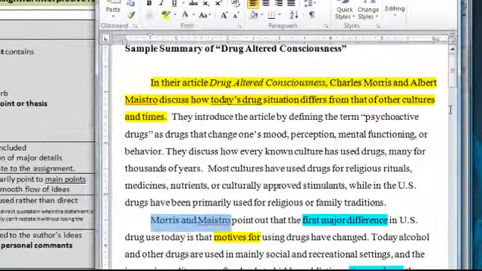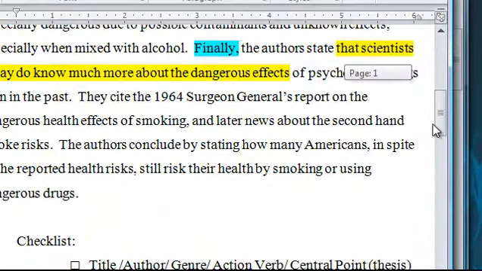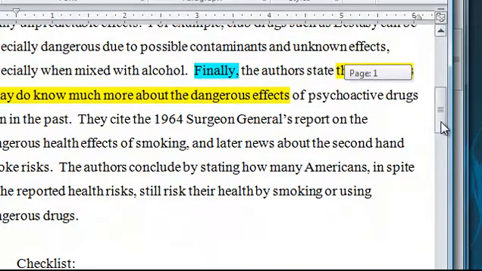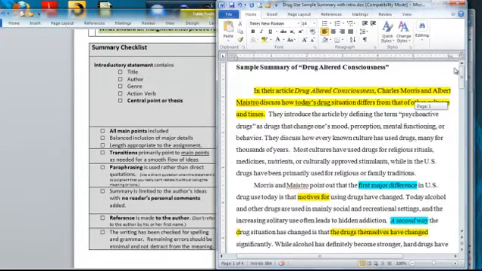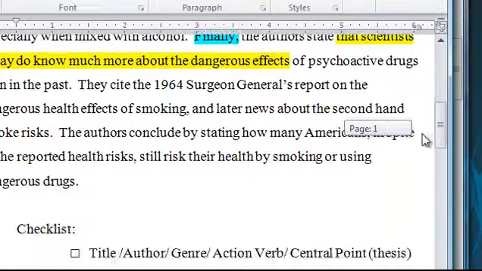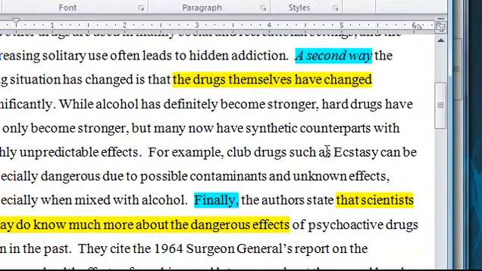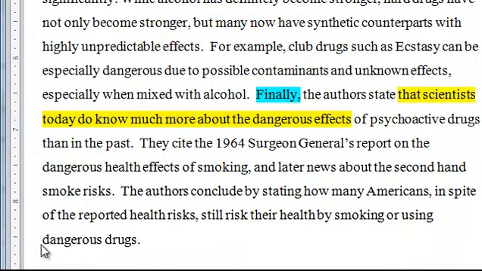Notice Morris and Maestro. And there's a "they cite." They say the authors. Okay, don't call them by their first names, Charles and Albert. You're not that friendly with them. You can refer to them simply by their last name. Okay, that's a quick review of what your summary has.